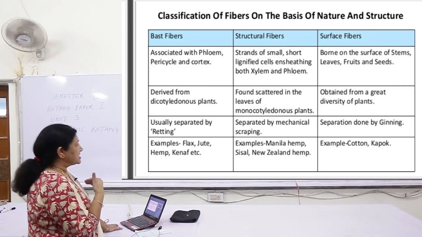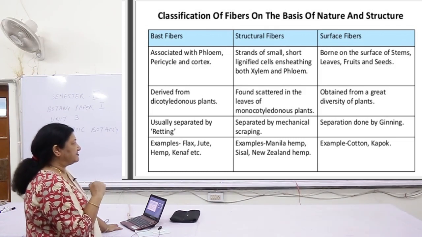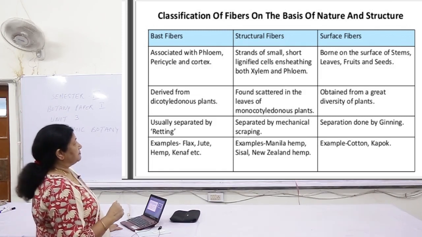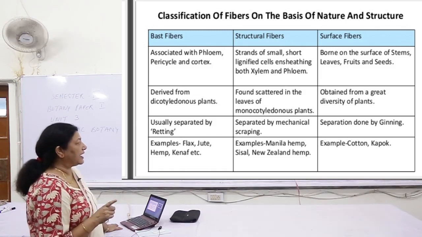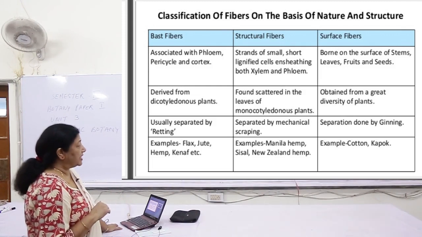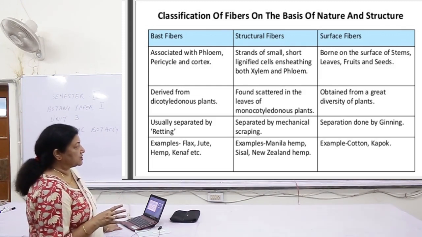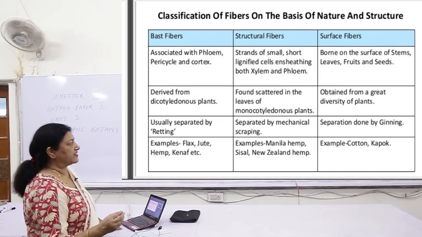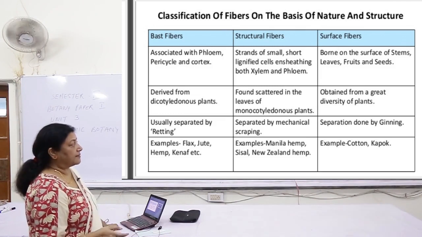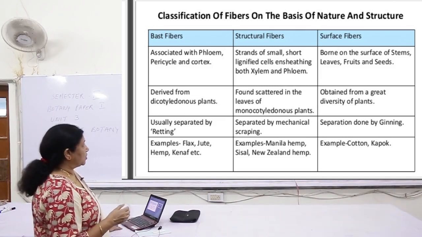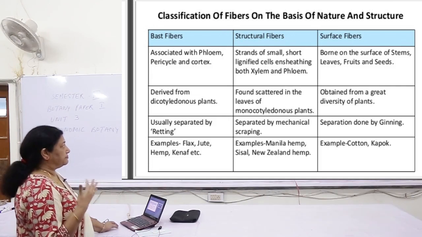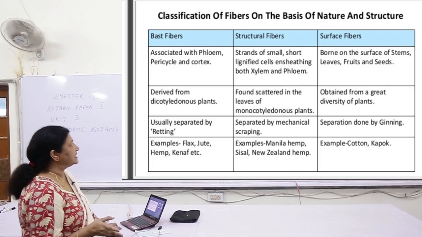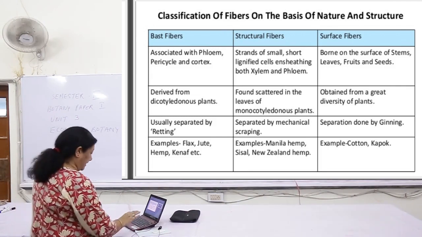Last point: examples. What are the bast fibers? Examples are flax, jute, hemp, kenaf, etc. Examples in case of structural fibers are Manila hemp, sisal and New Zealand hemp. And surface fibers, the most important of them, which we are always using and without which life cannot exist, the examples are cotton and kapok. So this is the basic classification: bast fibers, structural fibers and surface fibers. You have to mention when you write what type of fiber you are dealing with.